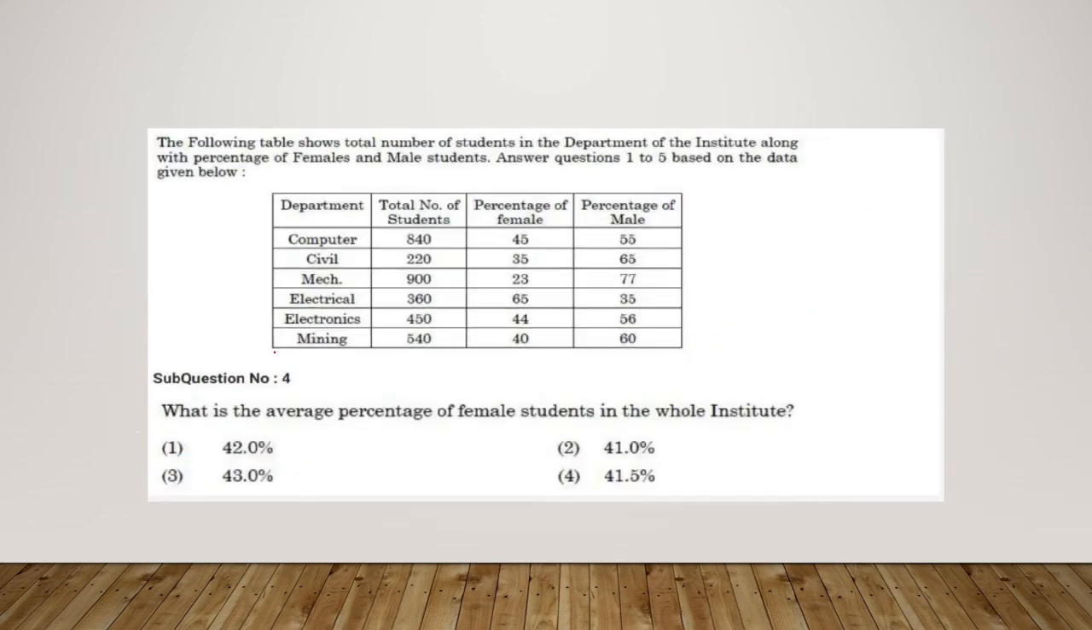Okay, next, fourth question. What is the average percentage of female students in the whole institute? Okay, here already we are having percentages. We have to find the average of all these things. I already told in the previous lessons how to find the averages.